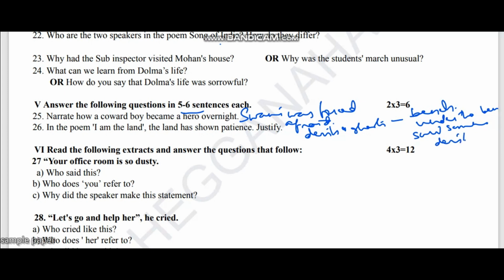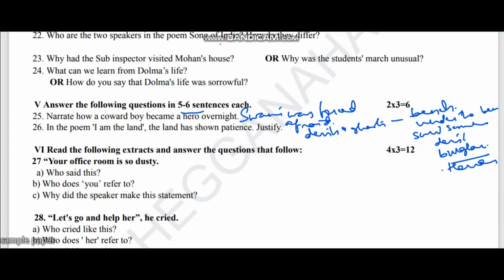So in order to save himself, he hugged the figure tightly and bit it with all his might, and that was a burglar who came to steal there. And the father, cook and the servant all came and they caught the burglar, and Swami became a hero overnight.